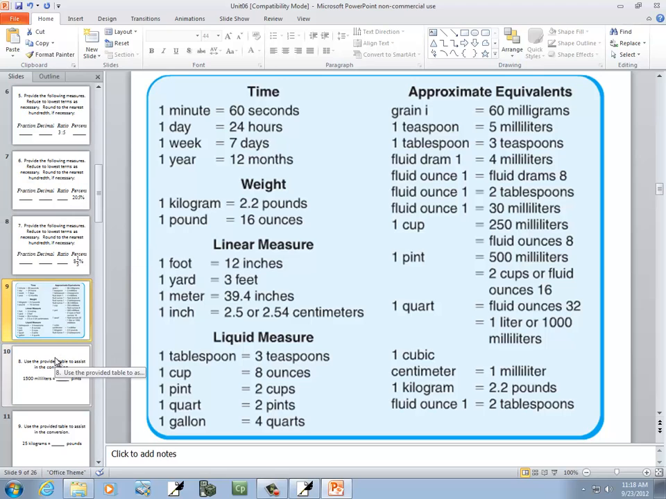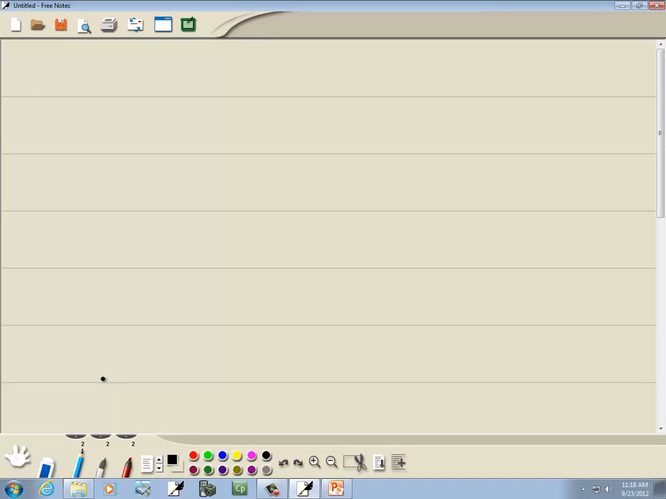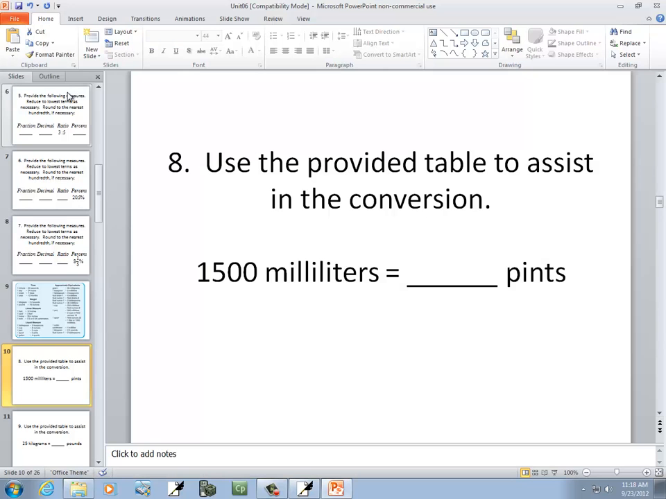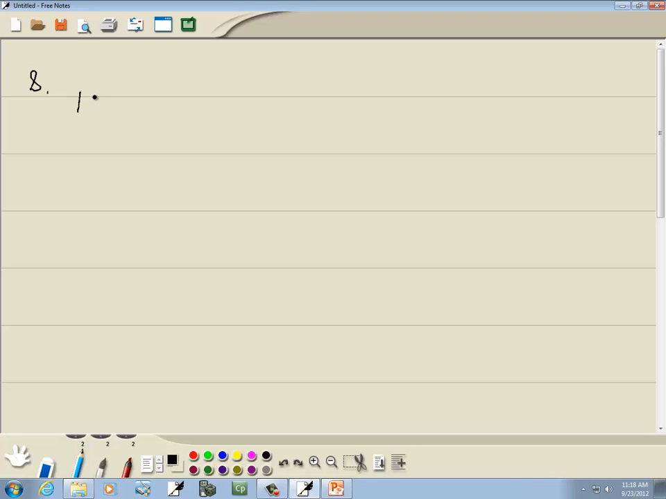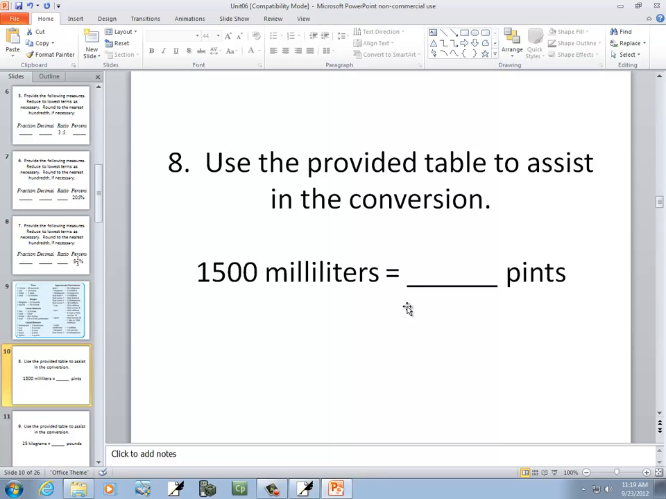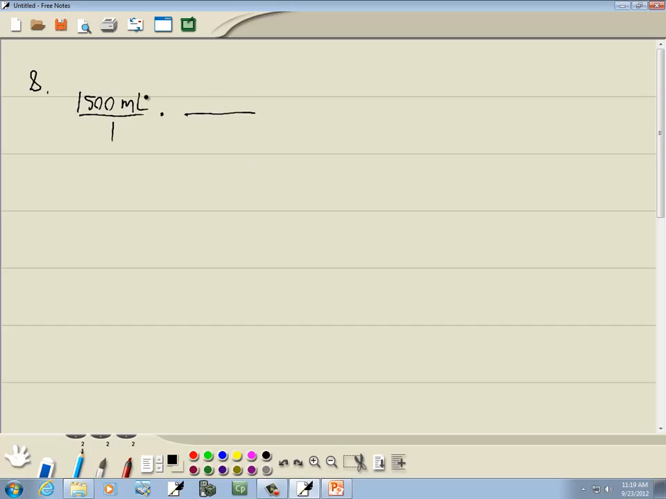Okay, so let's look at our first one. We've got 1500 milliliters, and we want to change them to pints. So 1500 milliliters, and we want to convert that. I'll put that over 1, and then we're changing it to pints. What I have to have is, this is milliliters up here, so we have to have milliliters down here. But what I would like is to put pints up on top. So I'm looking for some kind of tie between milliliters and pints.